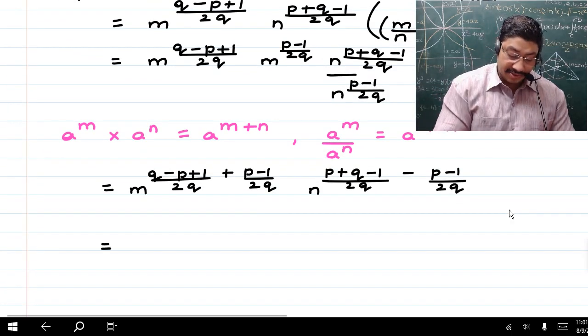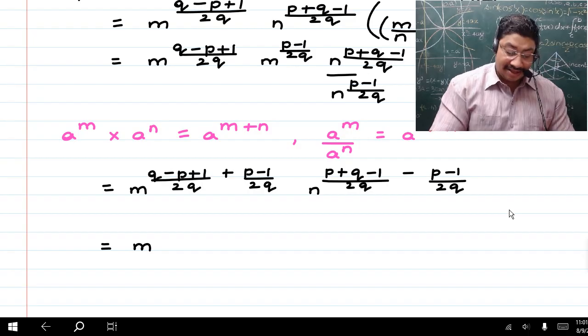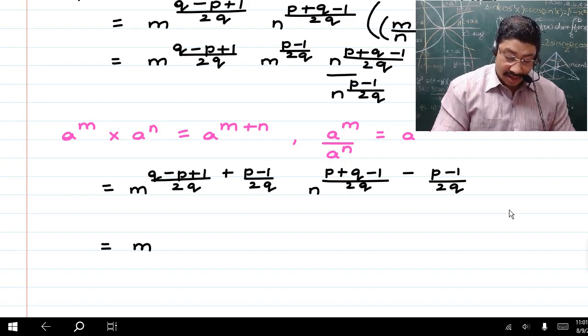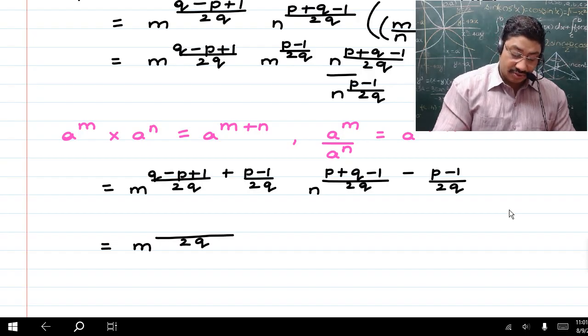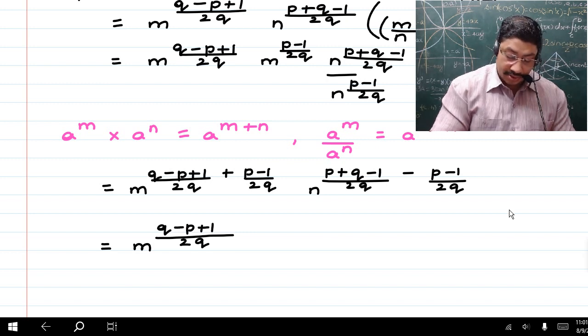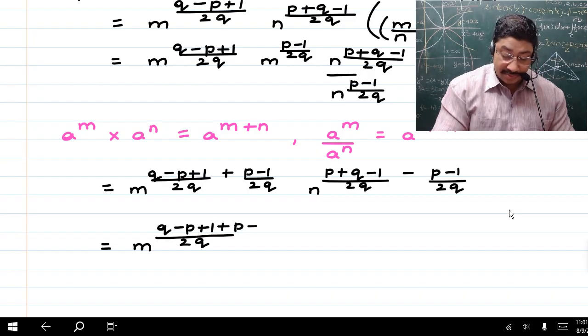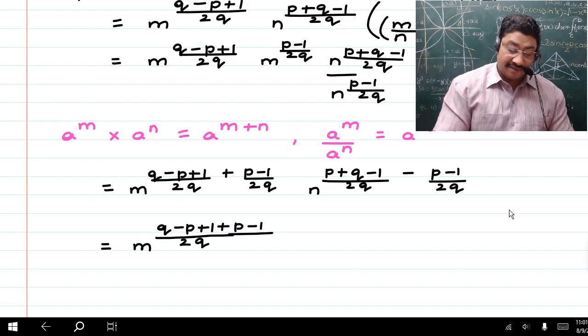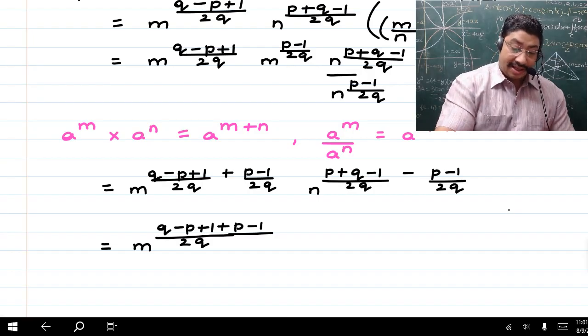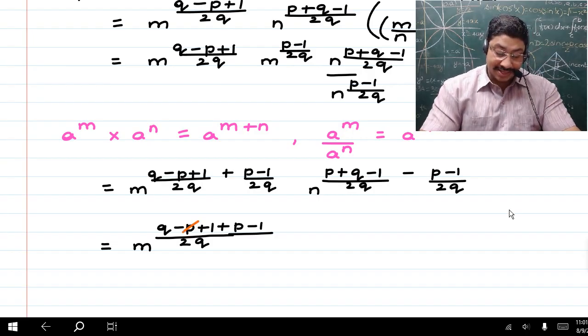Right. So next, children, we have to simplify these. So we will now simply simplify it, right? We have m whole raised to the power, and we can write 2q as the common denominator, right? And then, children, we have q minus p plus 1, as the denominator is exactly the same. So we can copy the rest, that is p minus 1. Now here we find that we have numbers which can get cancelled, like minus p and plus p will get cancelled, plus 1 minus 1 will get cancelled, and we will just be left with q in the numerator.